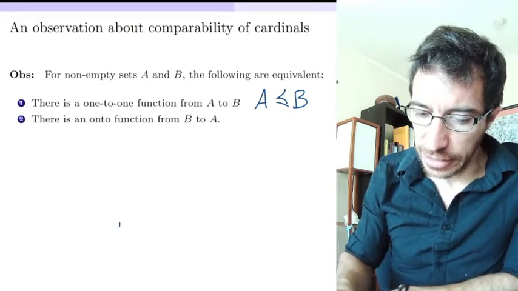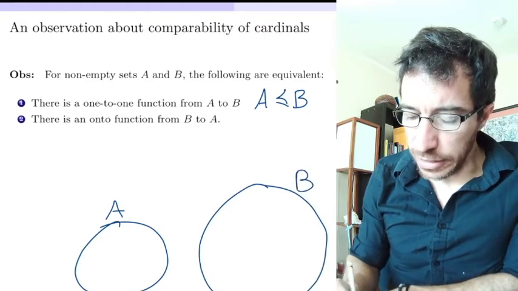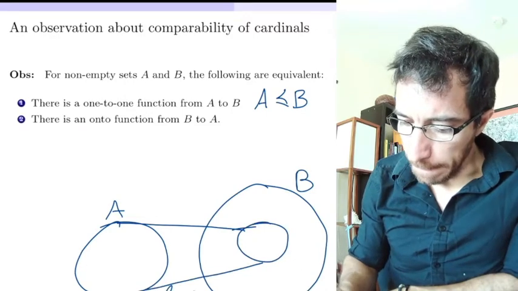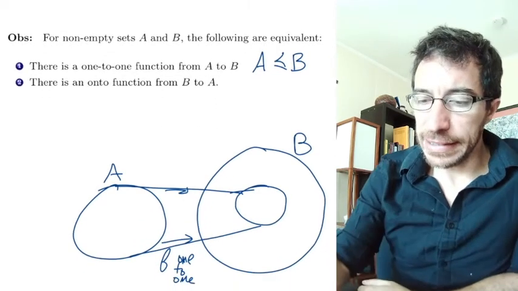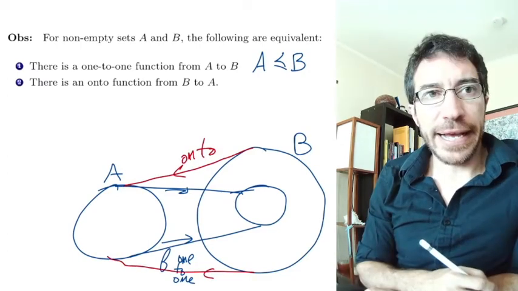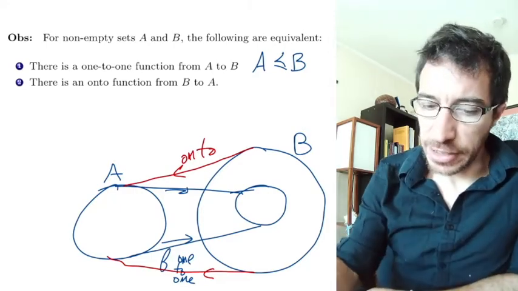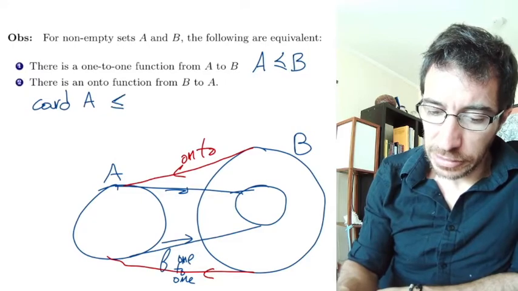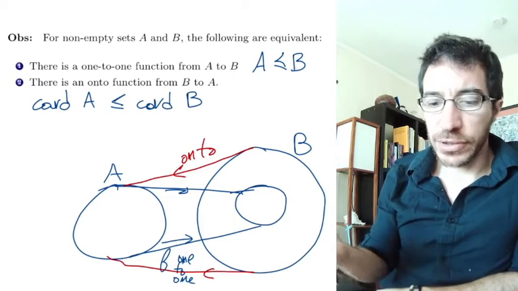So essentially, if here is A and here is B, one says there exists a one-to-one function f from A to B, and we are saying that is the same thing as having an onto function that goes from B, onto everywhere in A. And this is the same as A being dominated by B, so this is the same thing as saying that the cardinality of A is less than or equal to the cardinality of B. Okay, so you probably expected this to be true, and what is the reason why this is true?